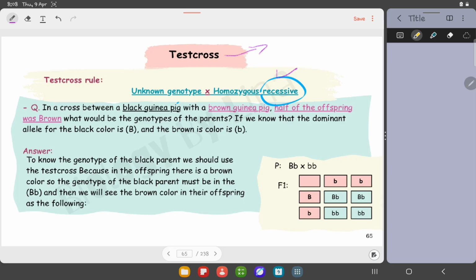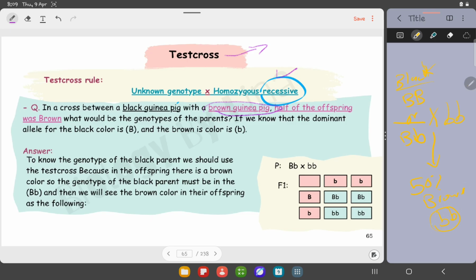In a cross between a black guinea pig, but still we don't know if this black is B capital B capital or B capital B small, and the cross happened between the black guinea pig and a brown guinea pig. You should memorize that the brown guinea pig is B small, while the black one might be B capital B capital or B capital B small. Now he said that half of the offspring was brown, so 50% of the offspring are brown. And you know the brown is recessive, it's B small.